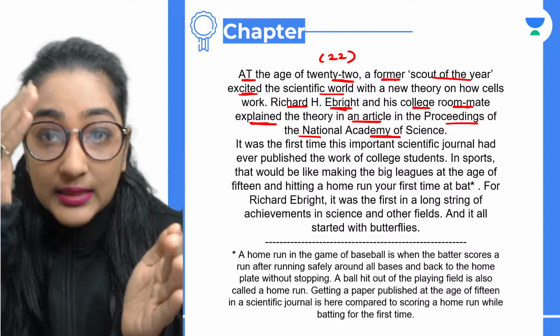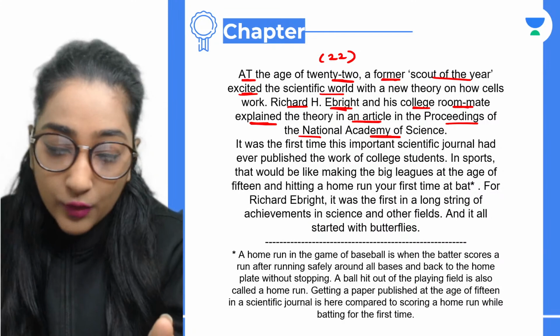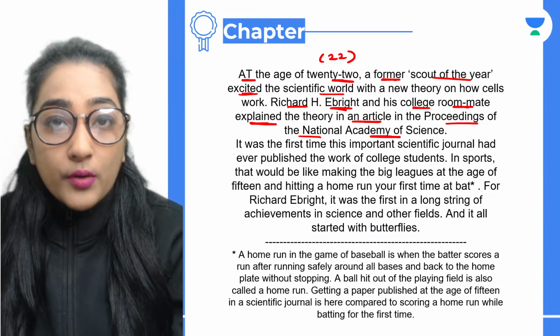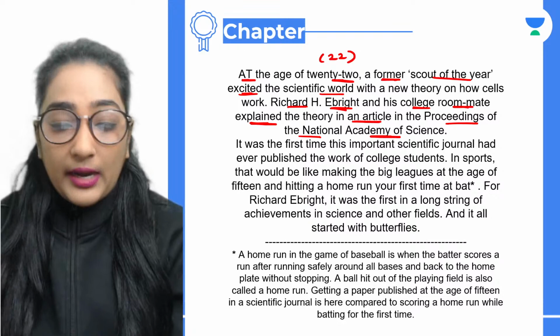All right, people, I hope that you all understand that. Is that clear? Scout is related to soldier, but it is also related to the searching of new things, or something or someone. All right, so the Scout of the Year award was given to him just because of the new search, the new theory that he had come up with. Clear, everyone? Is that clear, everybody?